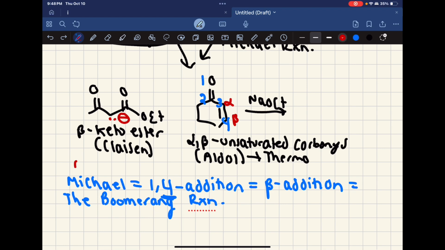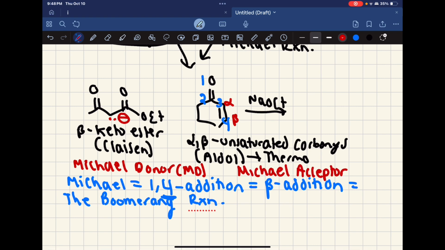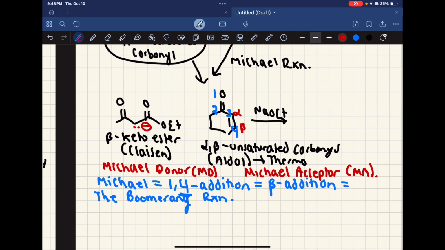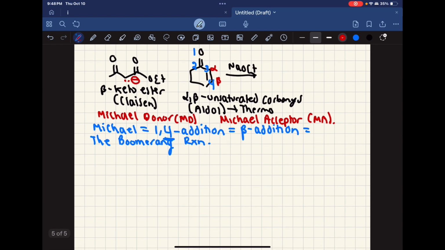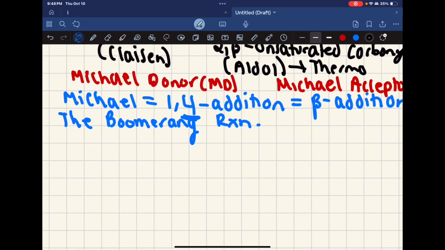This was the Michael donor, and we'll call that MD, and this was the Michael acceptor, something that receives the nucleophile, MA. Okay, and we could see how those are tied to both Claisen and aldol potentially. Again, there are other types, so I just wanted to bring this back.